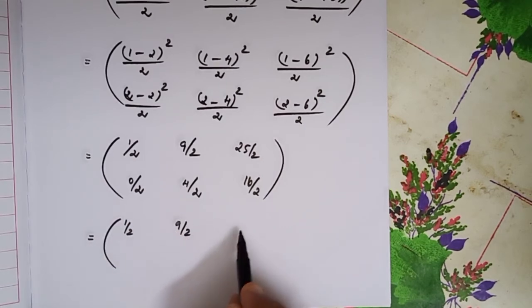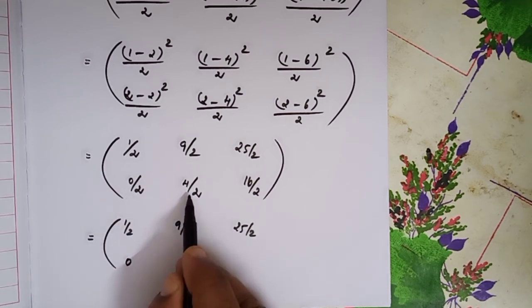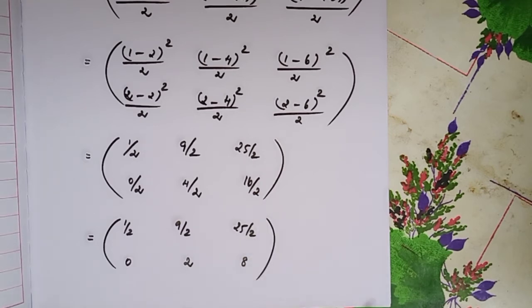That is equal to, write 1 by 2 as it is, 9 by 2 as it is. These three cannot be simplified, but 0 by anything is 0. 4 by 2 that is equal to 2, and 16 by 2 that is equal to 8. So we have completed the first subdivision. Now I proceed to the second subdivision.